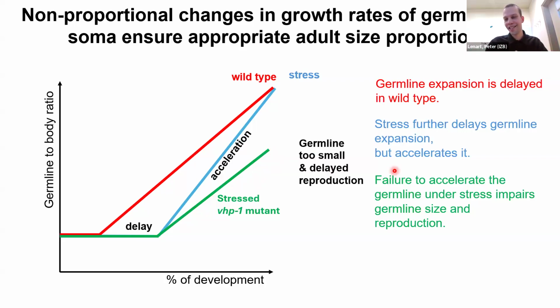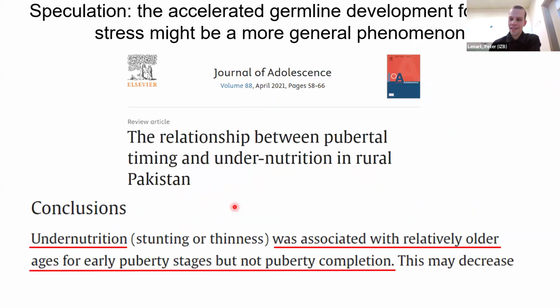I know that everybody loves C. elegans, but for the last few weeks, I'm thinking that perhaps this phenomenon I see here might also occur in other animals. And I think this because I stumbled across this study that studied malnourished children in Pakistan, and they reported that malnourished kids have delayed onset of puberty, which is well known for many, many years. But what they also mention is that puberty completion in these kids is not significantly delayed, which to me seems very similar to what I observe in my worms.